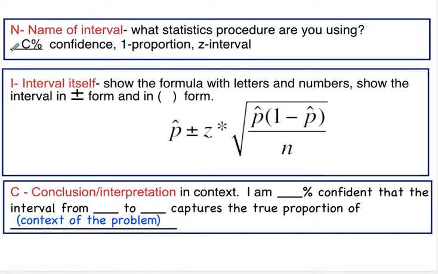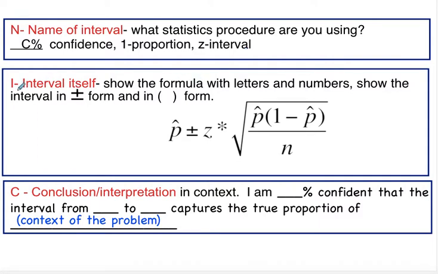So when you name the interval, you have to tell what percent confidence. Typically it'll be like 90 or 95 or 99, and the problem will tell you what percent confidence to use. And for now, it's a one proportion Z interval. Eventually we will learn about two proportions, and eventually we'll learn about T intervals, not Z intervals. So there's going to be different names. We have to be able to identify our process by name. So for right now, it's whatever percent confidence, one proportion, Z interval.